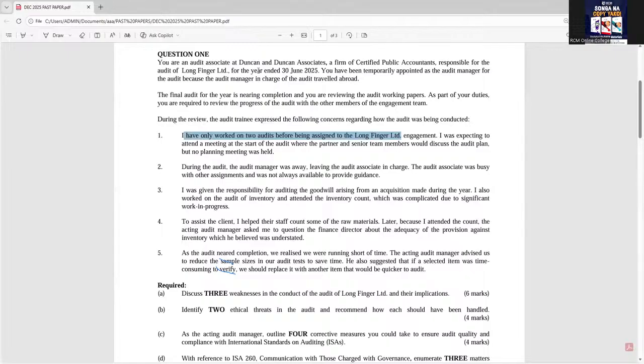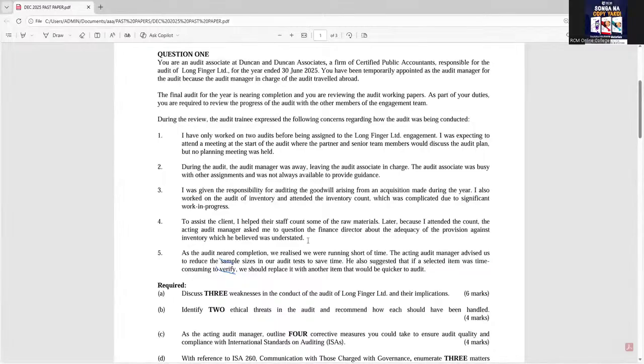There's intimidation to some extent. There's intimidation, which does not emanate from the client's end, but you can see what you are being told here. To assist the client, I helped their staff count some of the raw materials. Later, because I attended the count, the acting audit manager asked me to question the finance director about the adequacy of provision against inventory, which he believed was understated. So in this case, he's getting a lot of pressure from his audit manager in terms of questioning the finance director.